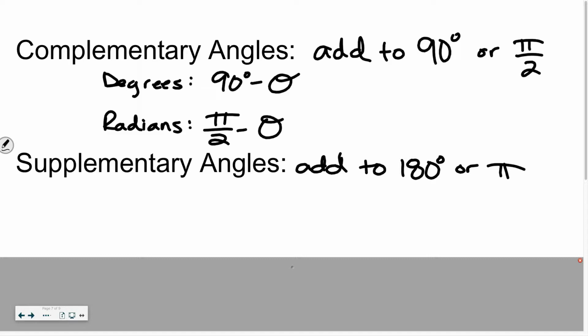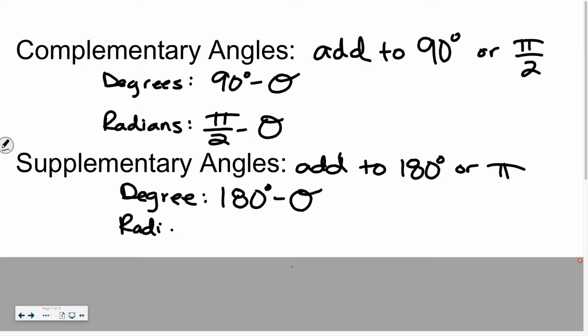What if I tell you the angle is 50 degrees? What's its supplement? You would do 180 minus your angle. And so if we were to switch that over to radians, we're just going to change the 180 to pi. So we can do it in either version.